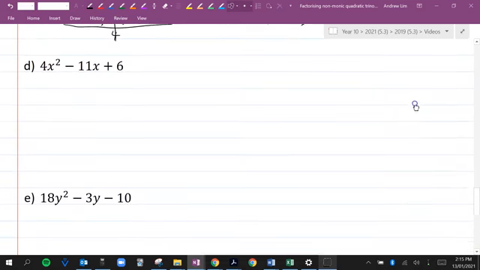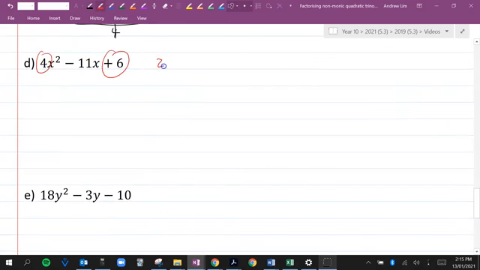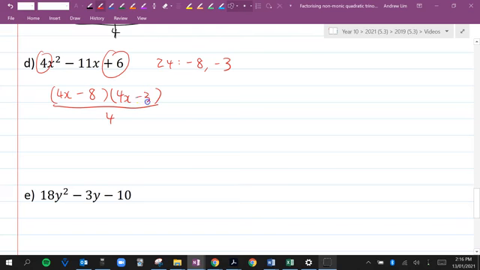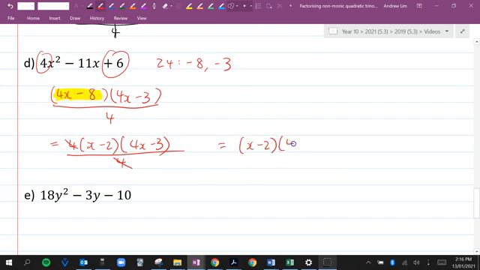And question D, 4 times 6 is 24. Two numbers that multiply to 24 but add to negative 11 are negative 8 and negative 3. So let's set this up. 4x all over 4, minus 8 and minus 3. We can factorize this one. 4 bracket x minus 2, 4x minus 3 all over 4. 4's cancel. x minus 2 times 4x minus 3.